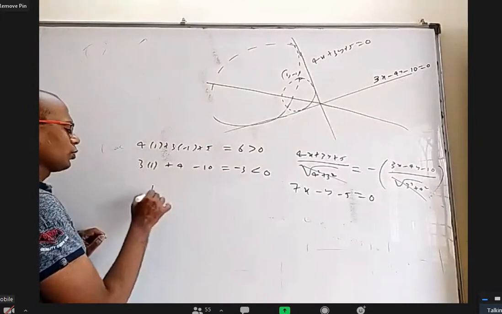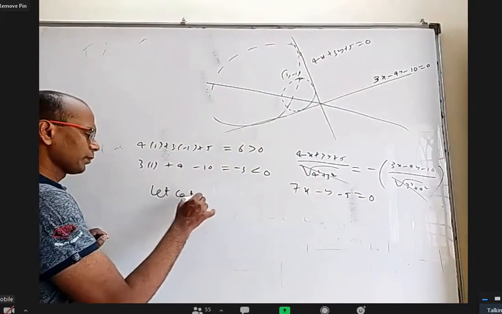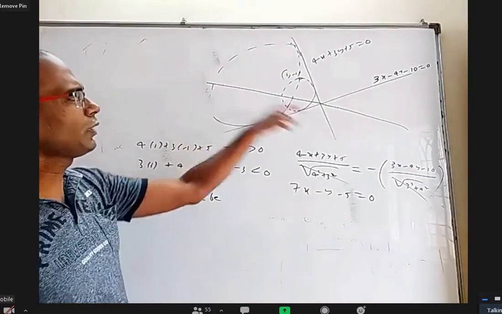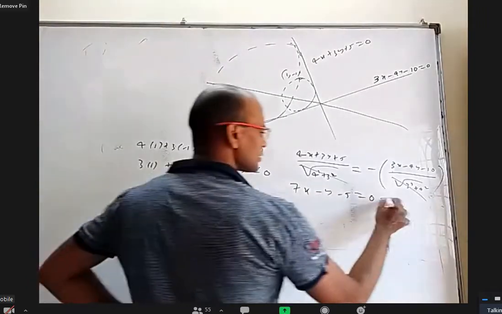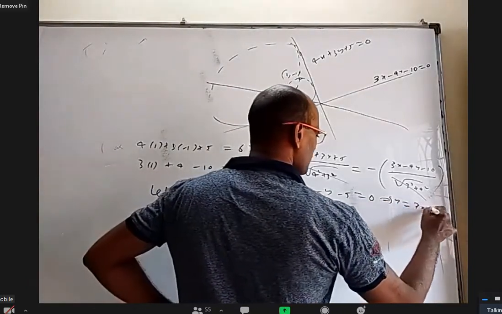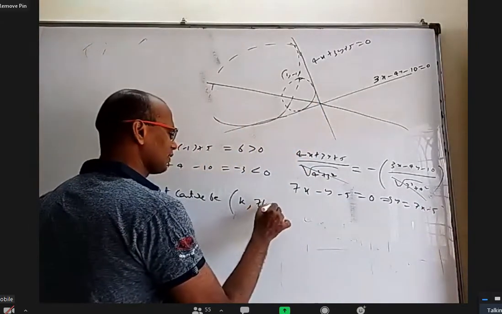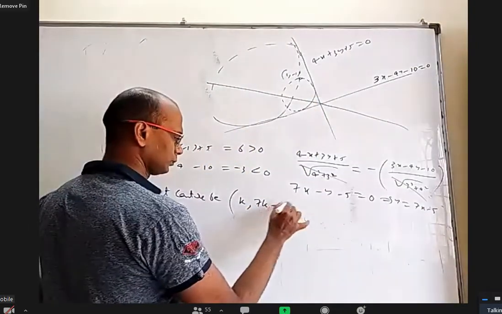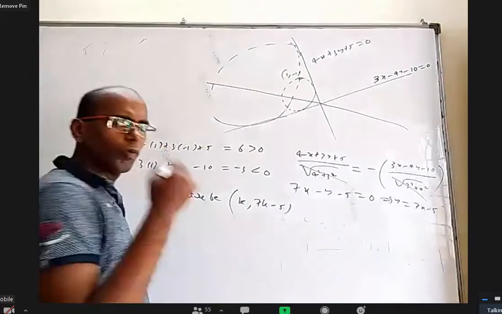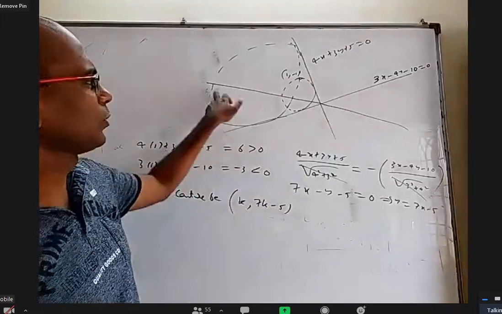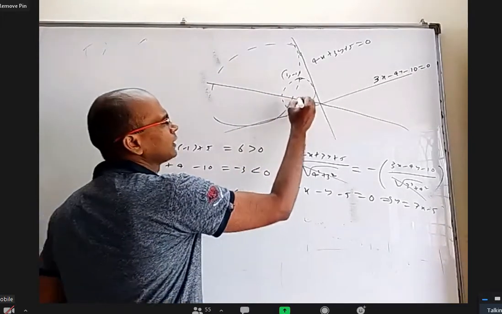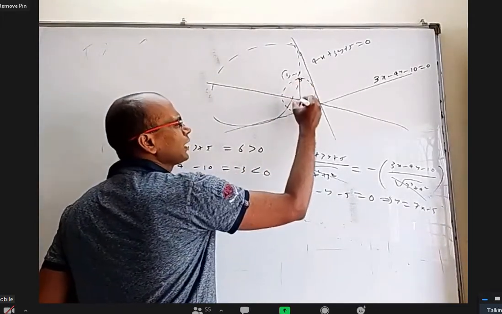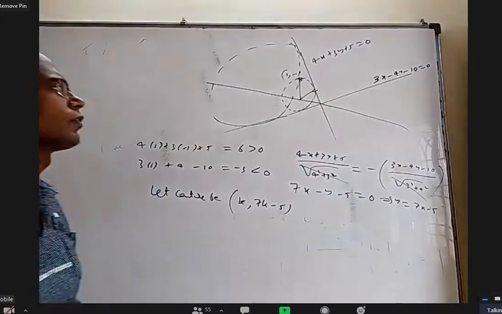So now I'm going to take, let the center be any point on this angular bisector. If I take x as k, based on this, y equal to 7x minus 5, I'll take 7k minus 5. So whatever k you take, this point will always be on this line. But now, how to know that the center's distance to this point and perpendicular distance to this line should be equal?